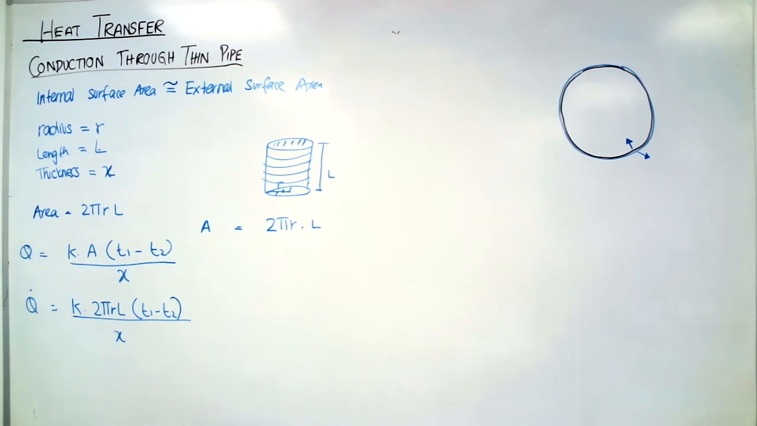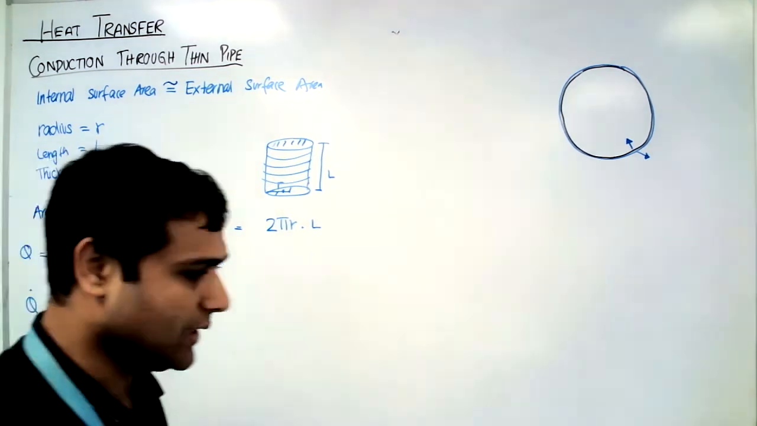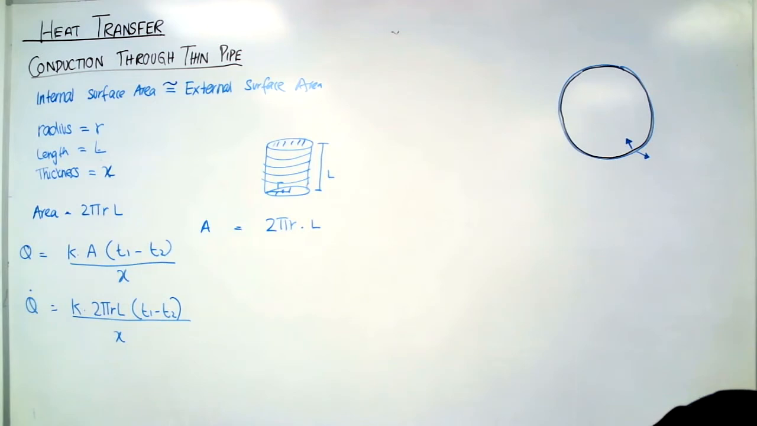So we can find that one. Now, what if we have a thick cylinder? With a thick cylinder, it's going to be a little bit different, because obviously then it's not the same. So let's do the thick cylinder. Just pause this one.